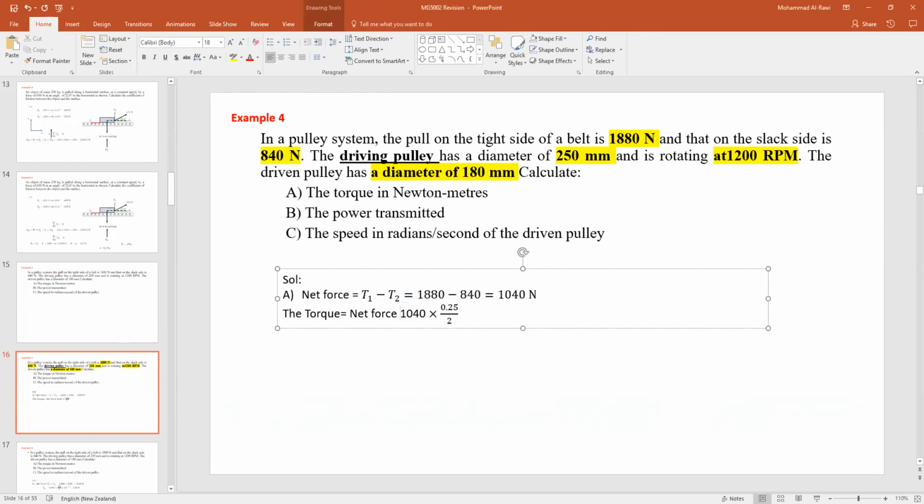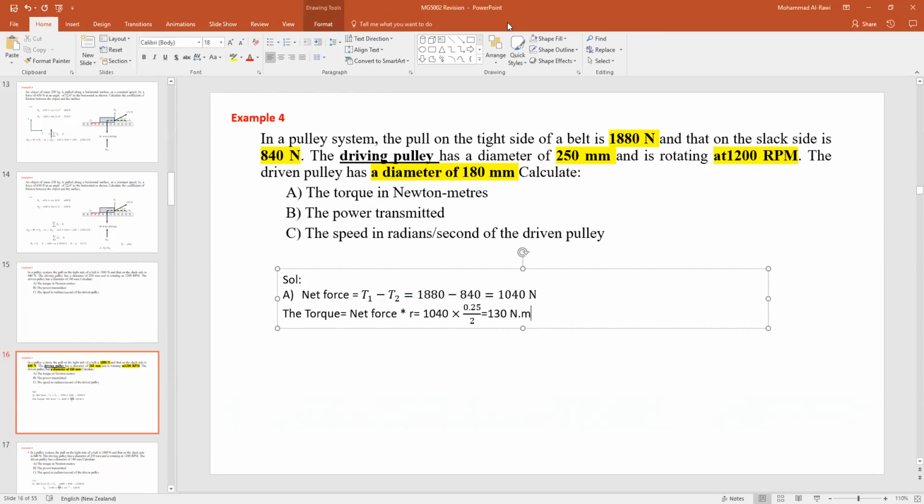So what we did is net force times radius. That's technically what we did in this equation. This will give you an answer of 130 newton meters. This is the answer for the first part.